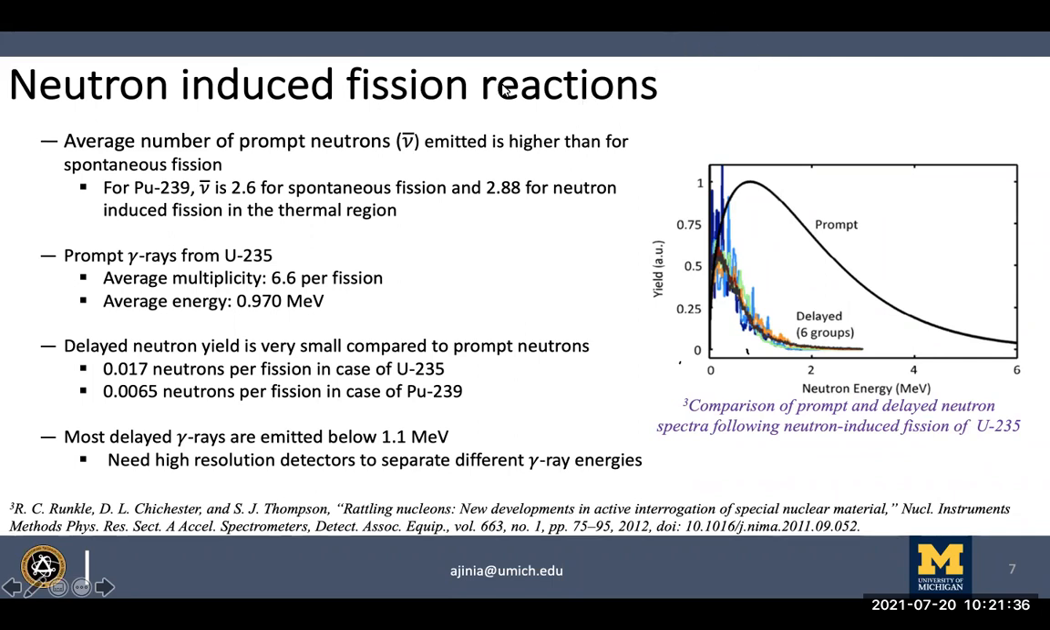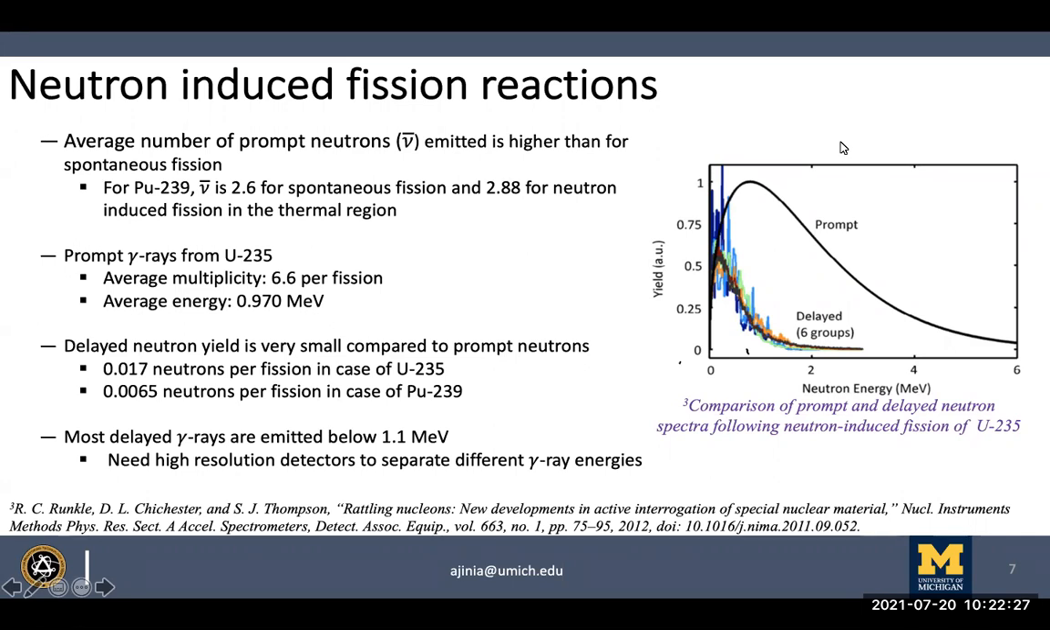Okay, all righty. So the next topic that I want to talk about: we have all these interrogating sources, and first we will talk about neutron-induced fission reactions. We are all very familiar with neutron-induced fission reactions. The electricity that we get from nuclear reactors is based on this reaction. And to provide some idea on the numbers, when a neutron-induced fission reaction happens, the average number of prompt neutrons that are emitted per fission event is higher than what is normally emitted as a result of spontaneous fission.